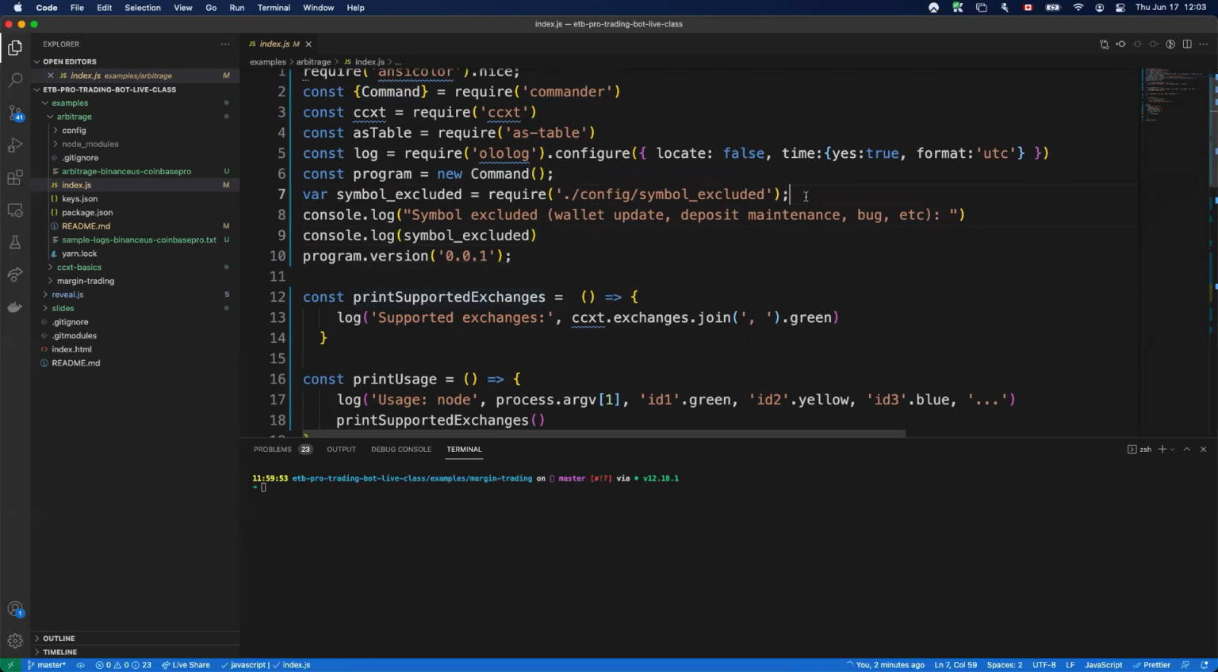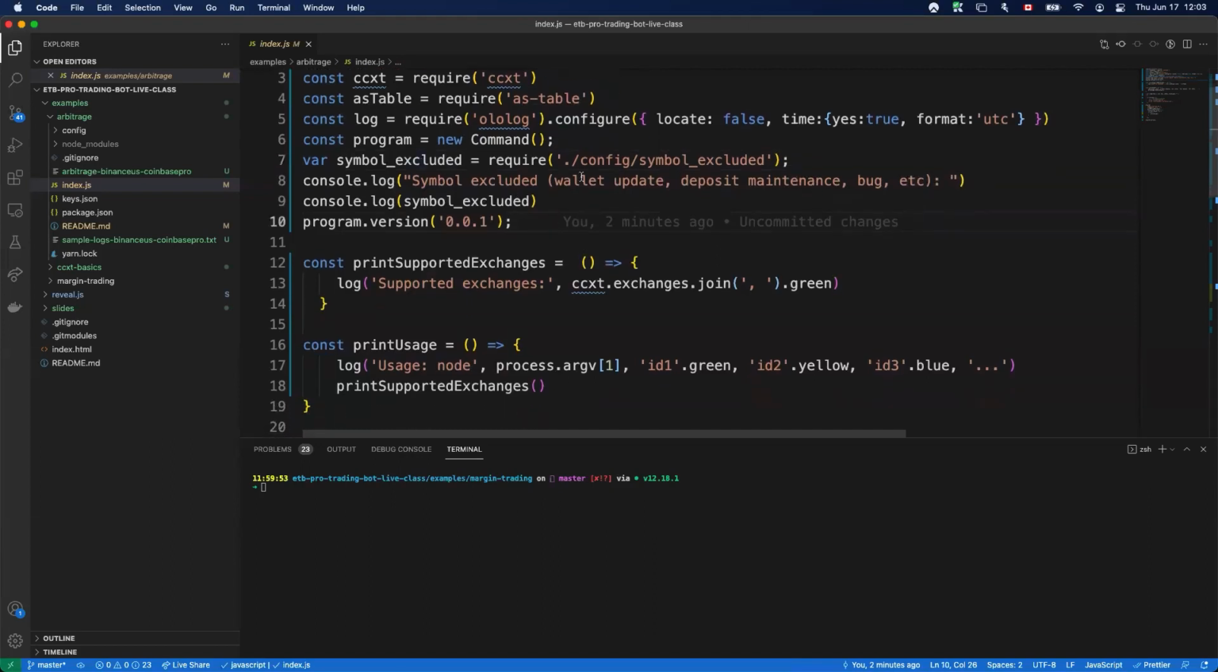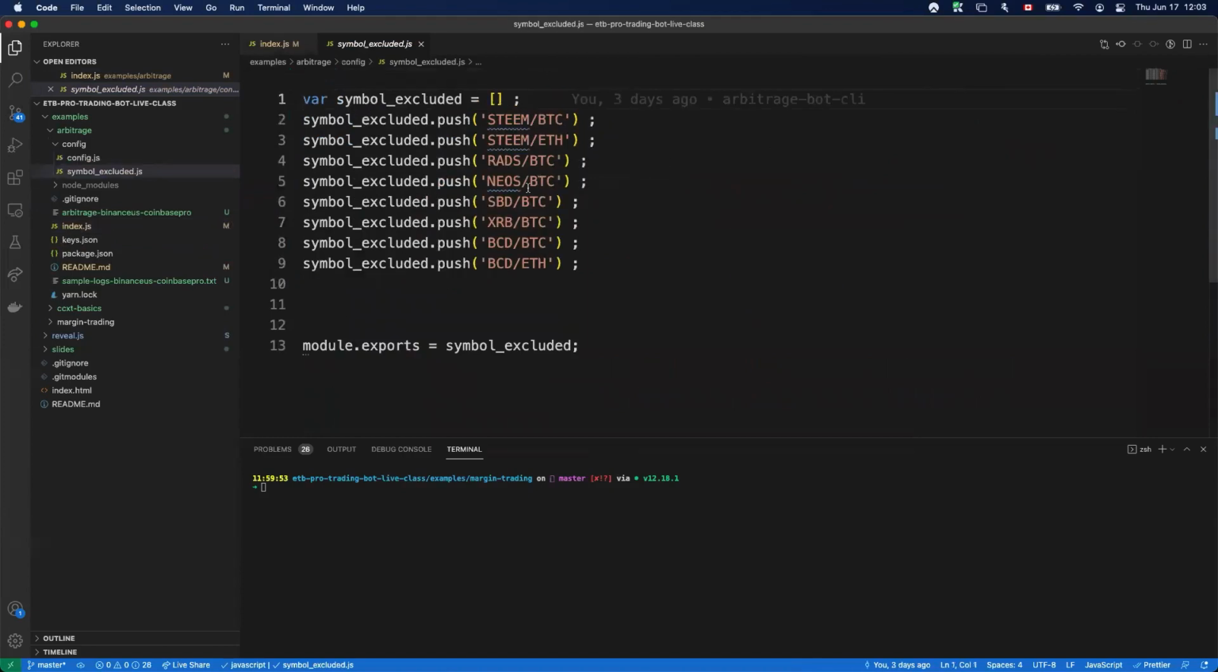Now you have to do some research as to which of the tokens, which of the assets are frozen or not allowed to trade. Generally, there will be some sort of announcement, or sometimes you will have to make some API calls to make sure that the asset is working. I have done that previously. So I'm just trying to exclude these symbols, like STEEM, BTC, NEO, and several other coins.